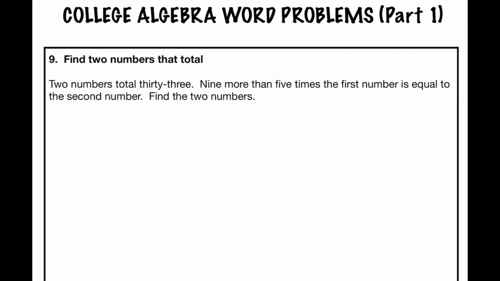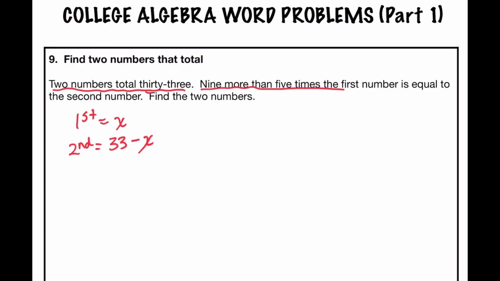Problem number 9 also asks you to find two numbers that total. It says two numbers total 33. 9 more than 5 times the first number is equal to the second number. Find the two numbers. So it says that the two numbers total to 33. So we're going to use the total trick. The first number we're going to represent as x. For the second number we're going to use the total trick. The total is 33 minus the first number, which would be x. So now I have the first number represented as x and the second number represented as 33 minus x.